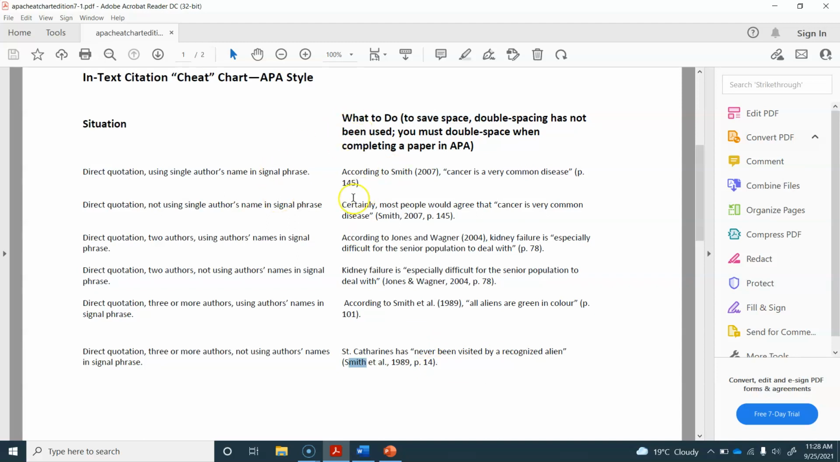Okay, so you see now how those questions that we were asking come into play. Am I direct quoting? Yes, I'm direct quoting. How many authors do I have? So count your authors. And then determine whether you're using the author's names in your sentence or not. Okay, it's really quite a simple pattern to follow once you get the hang of it. So if this is your first time using APA, remember initially it might seem really confusing and really random, but there is a pattern there.